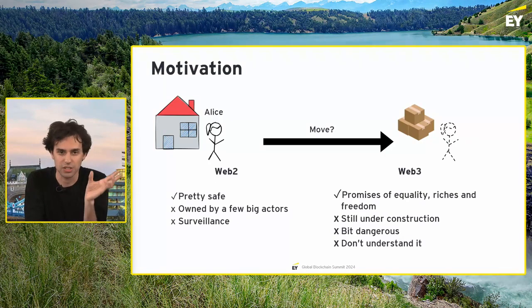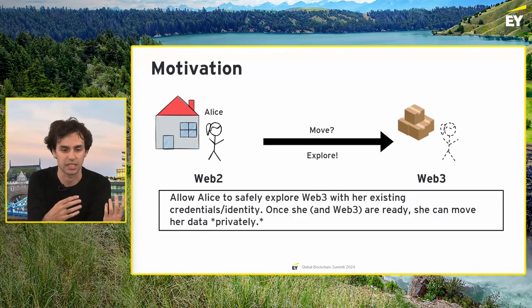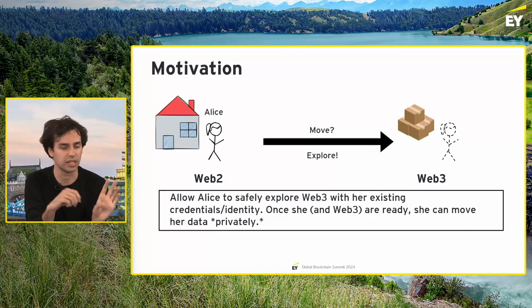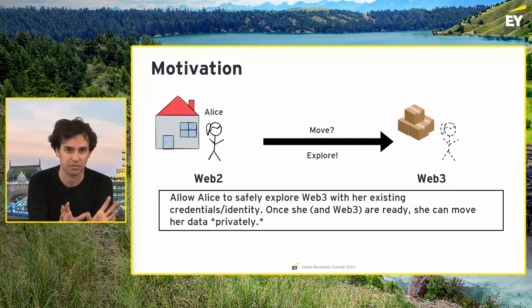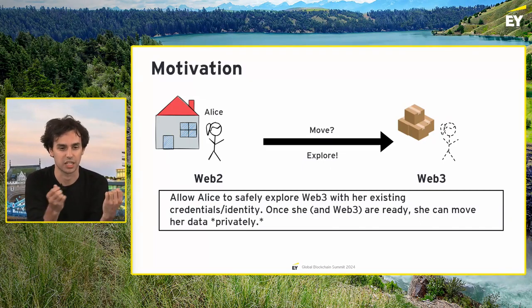She's not going to build a house. The house might break down. But she can go with her boxes. And ideally, she can safely explore Web 3 with her existing credentials and identity. She could even forget about it, leave Web 3, and leave these boxes there, because those boxes are safe and secure via cryptography. Once Alice is ready, and once Web 3 is ready, she can come back to this spot where she left her boxes and use Web 3 properly. And this is only possible if Alice can explore Web 3 using her data privately.